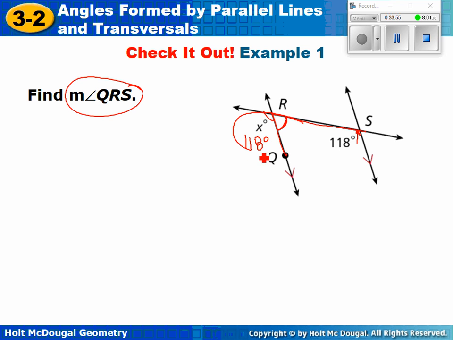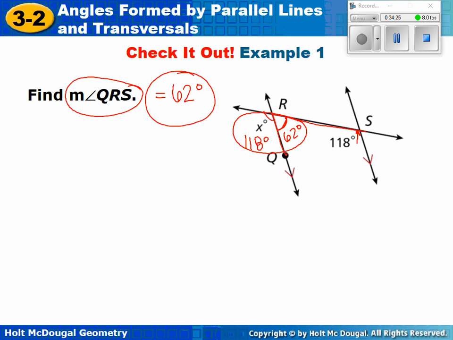These two are not alternate interior. Linear pair. They have nothing to do with this line. They have nothing to do with parallel lines. They're just two angles formed by two intersecting lines. That's a linear pair. If they're a linear pair, they are what? Supplementary. They add up to 180. So what is this angle going to be? 62 degrees. So the answer here should have been 62 degrees.